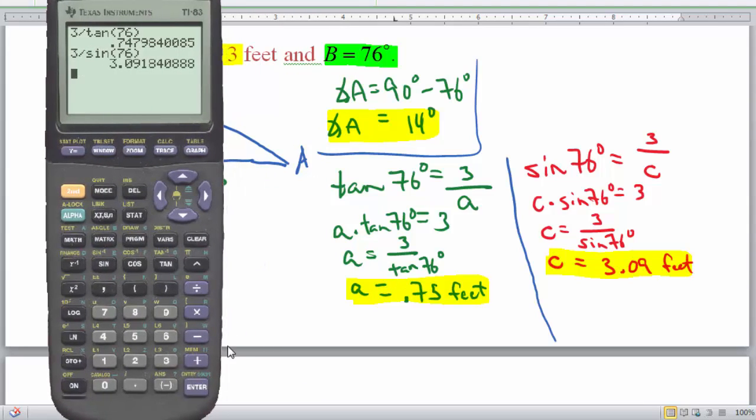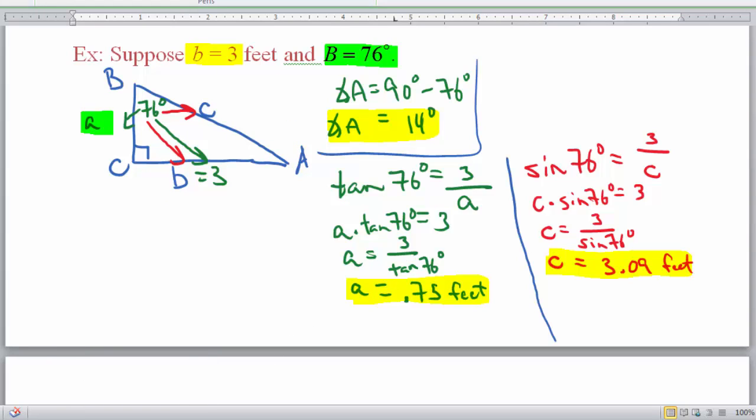If I do a squared plus b squared, a was 0.75 squared, b was 3 squared, so 0.75 squared plus 3 squared is 9.5625. Now that should be roughly the same as when I do 3.09 squared, which is c squared. I'm sorry, which is c squared. So I get 9.5481. So yeah, pretty close. So it probably works.